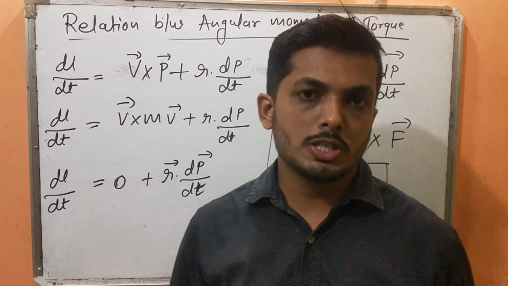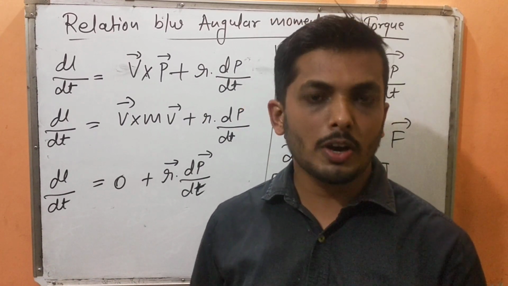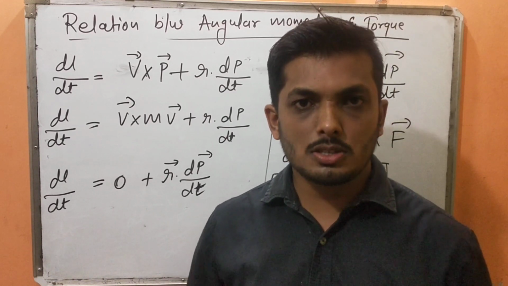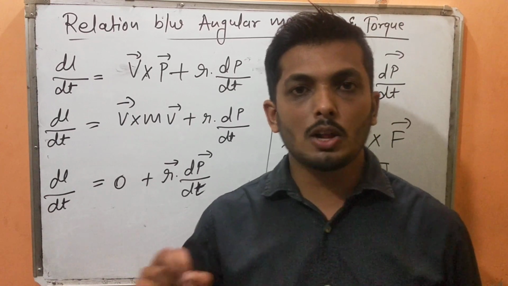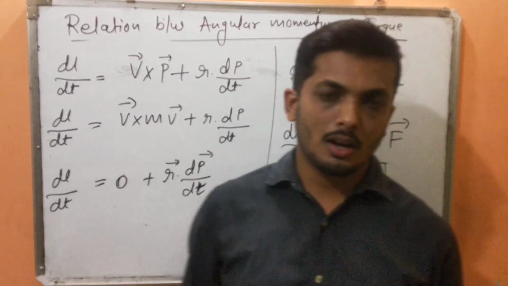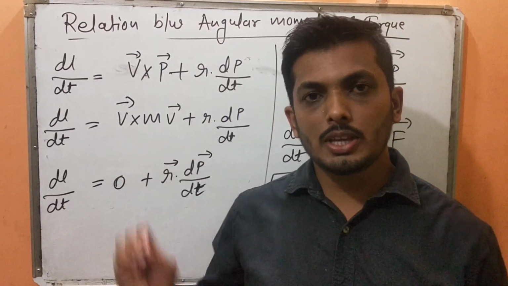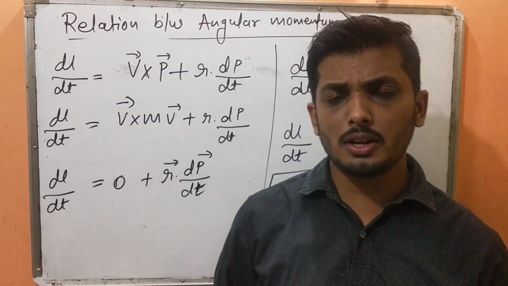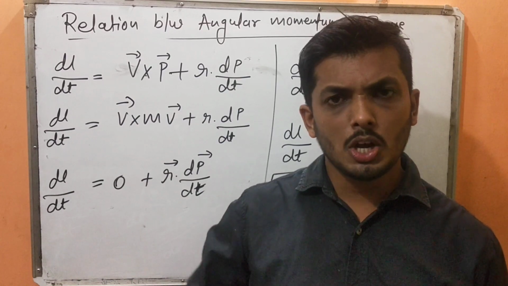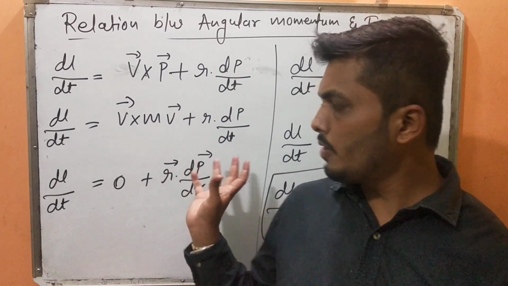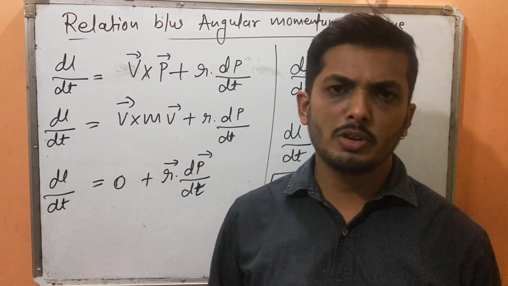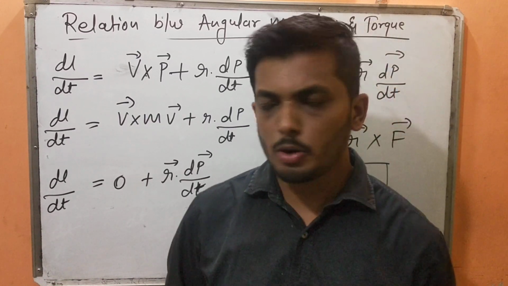So what have we studied? What is torque? Torque is the turning effect of a force about the axis of rotation. It is given by r F sin theta n cap, where n cap is a unit vector. The direction of the applied torque is perpendicular to the plane of r and F. It is a vector quantity, and we have studied its SI unit, Newton meter, and dimensional formula.